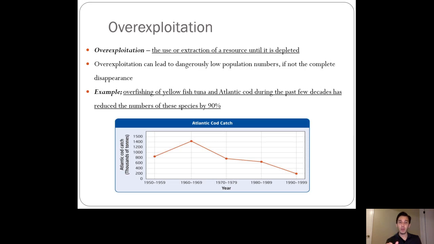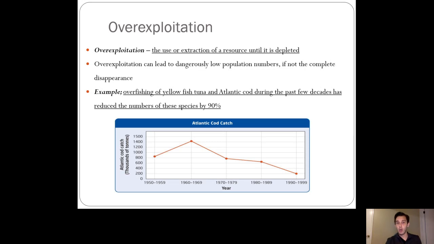Now, what we do here is we overexploit our resources, and in terms of animal species, that can lead to dangerously low population numbers, if not the complete disappearance. So the example I give you is yellowfin tuna and Atlantic cod, okay? These are fish that we eat. So we consider them a natural resource because we send boats out into the Atlantic Ocean. We catch these fish, and then we bring them back, and we process them, and we sell them, and we eat them, okay? Now, because we fish these species of fish, we've actually overfished them.